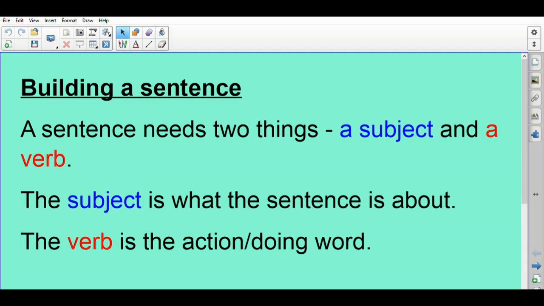So as you can see from the screen in front of you, a sentence just needs two things, a subject and a verb. So the subject is what or who the sentence is about, and the verb is the action or the doing word, what they are actually doing. And then we can put our punctuation in, our full stop, our capital letter, and any other punctuation that we might need. So let's have a look at a couple of sentences that contain subjects and verbs.